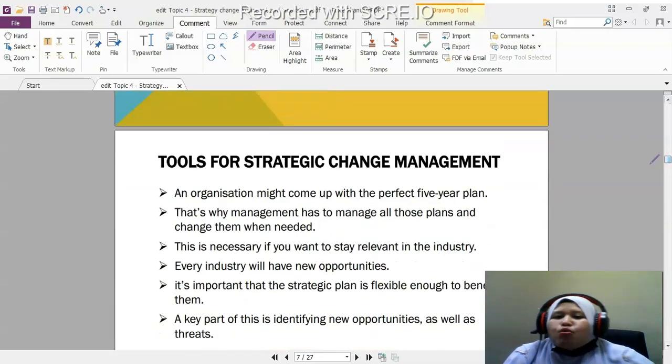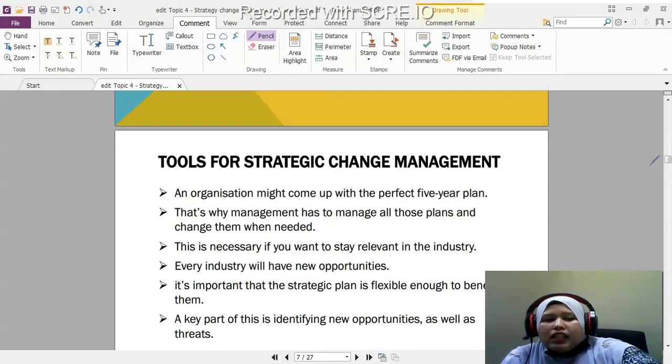So, what are the tools for strategic change management? An organization might come up with the perfect 5-year plan. That's why management has to manage all these plans and change them when needed. This is necessary if you want to stay relevant in the industry. Every industry will have new opportunities. It is important that the strategic plan is flexible enough to benefit from them. A key part of this is identifying new opportunities as well as threats.